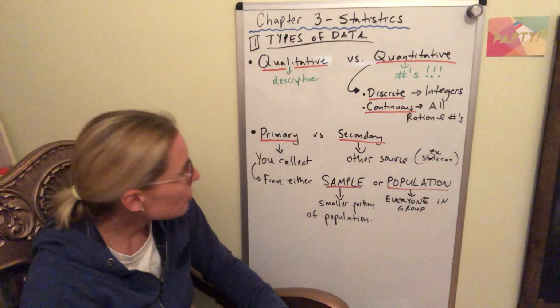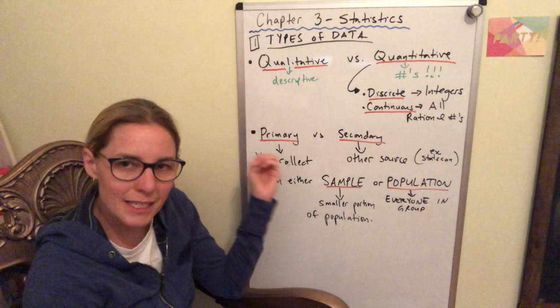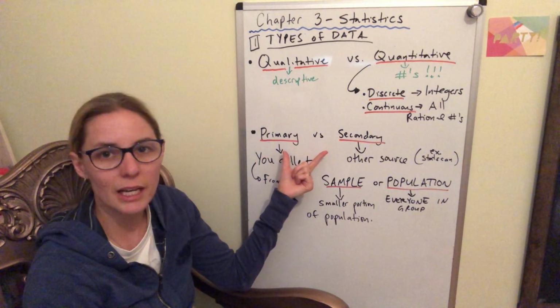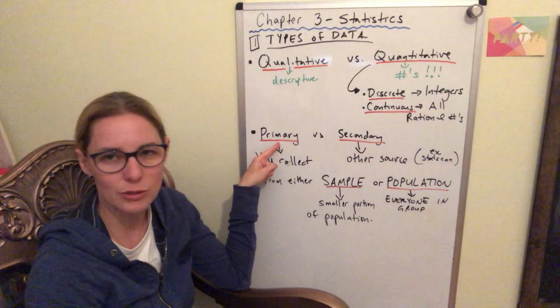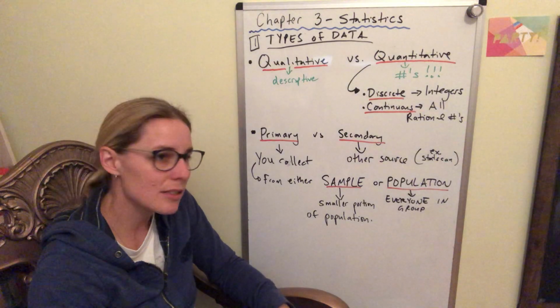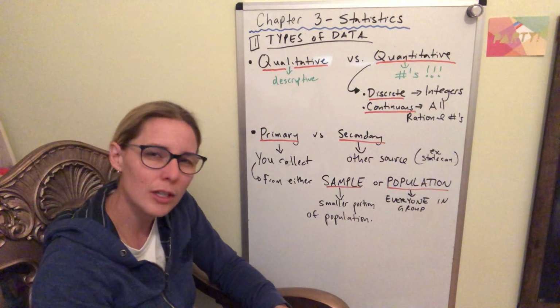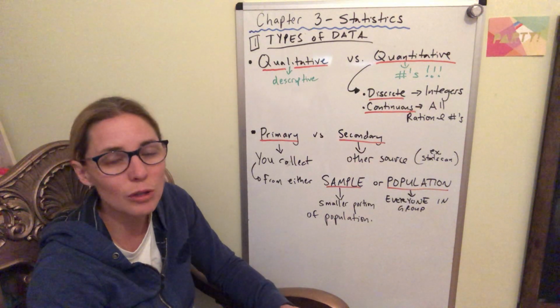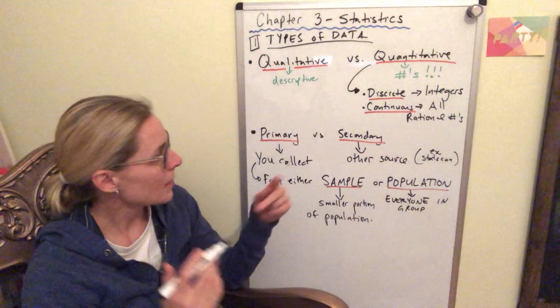Okay, when you actually go about getting data, there's 2 types of data you could get. One is called a primary source of data, and that's the data you collect yourself. That means you have handed out a survey, you have gotten the results back, and you are going to analyze your own data.